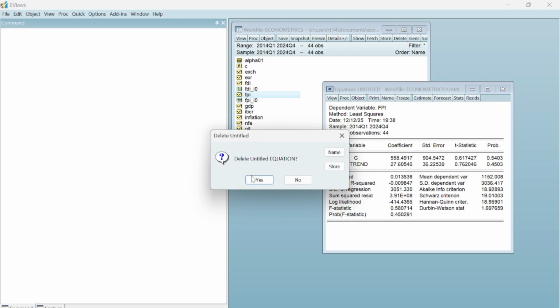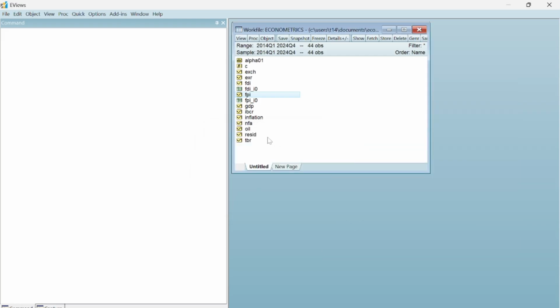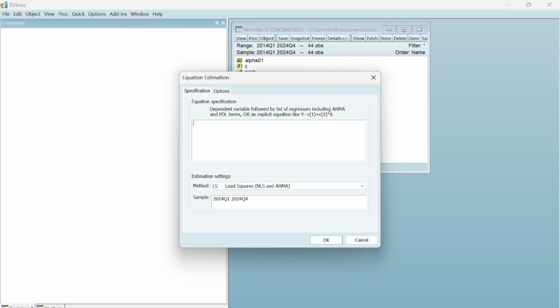So now let's look for another variable. Let's test oil. Okay, let's do that and see. Estimate equation, oil.